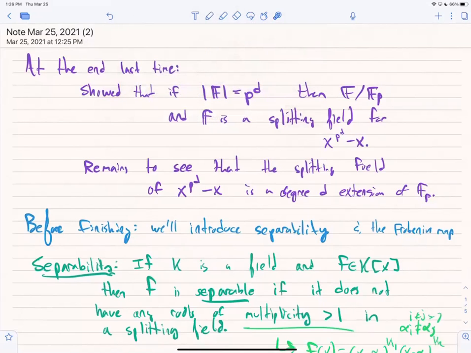So, okay, I've introduced 2 new things. I've introduced separability, and I've introduced the Frobenius map. And these are the 2 things we're going to put together to see that the splitting field of x^(p^d) - x is a degree d extension. So to see that there is a field of size p^d. So this thing we had left over from last time.